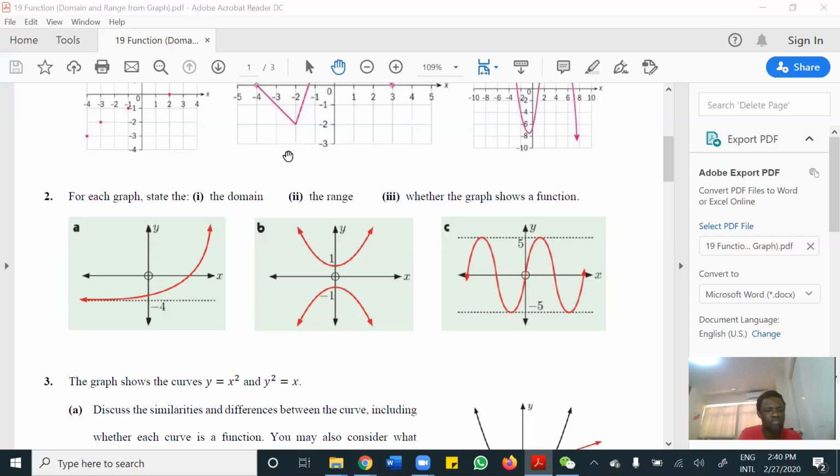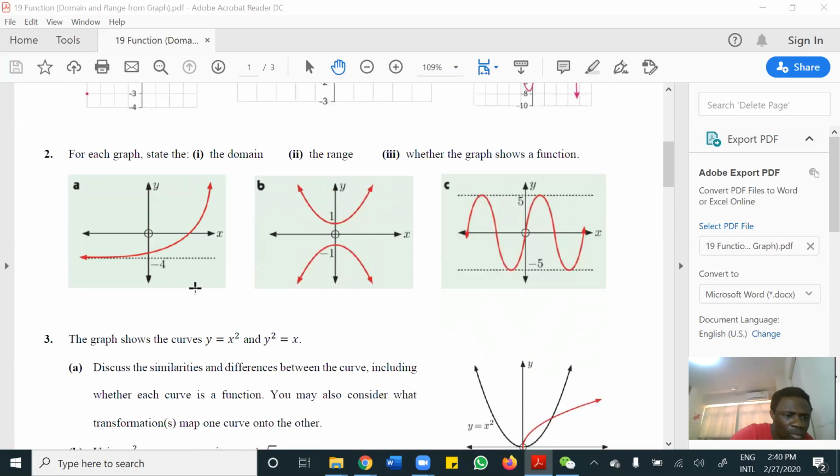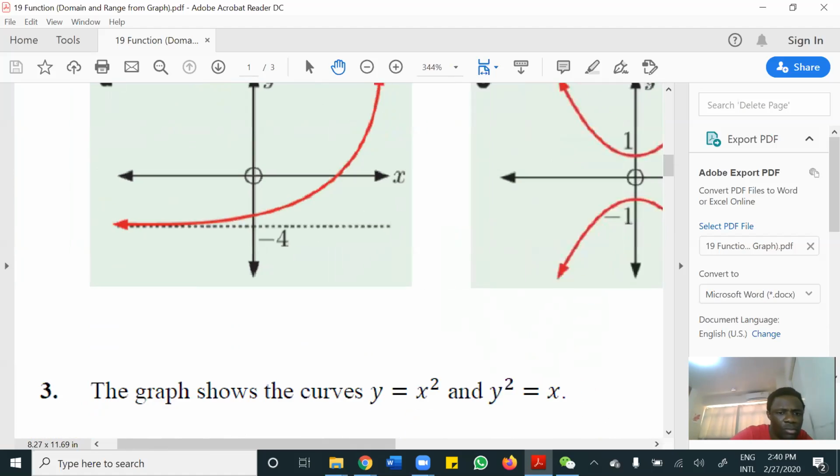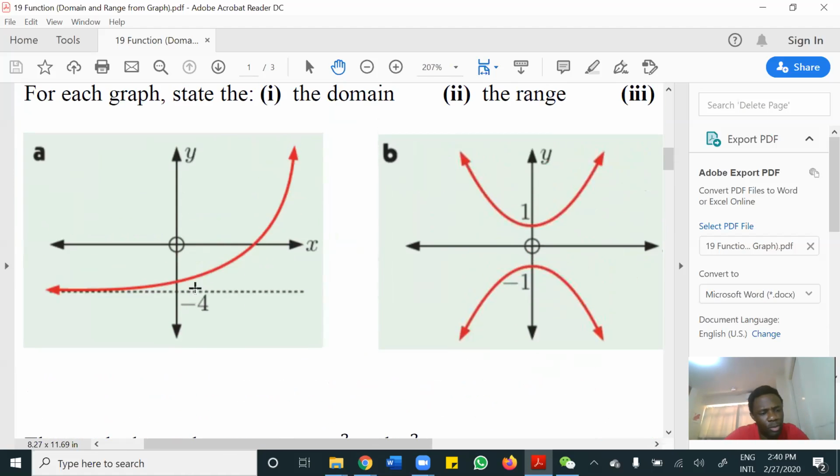Larger or equal to -4? Maybe larger or equal to. I'm not sure. Okay, I'll take that from you, but I think it's going to be larger than -4, not larger or equal to, because that is an asymptote. We'll be talking about that in rational functions. When you see a dotted line like that, it's telling you that the line doesn't touch it. The line is just getting close to it. Okay, so it is larger than -4.